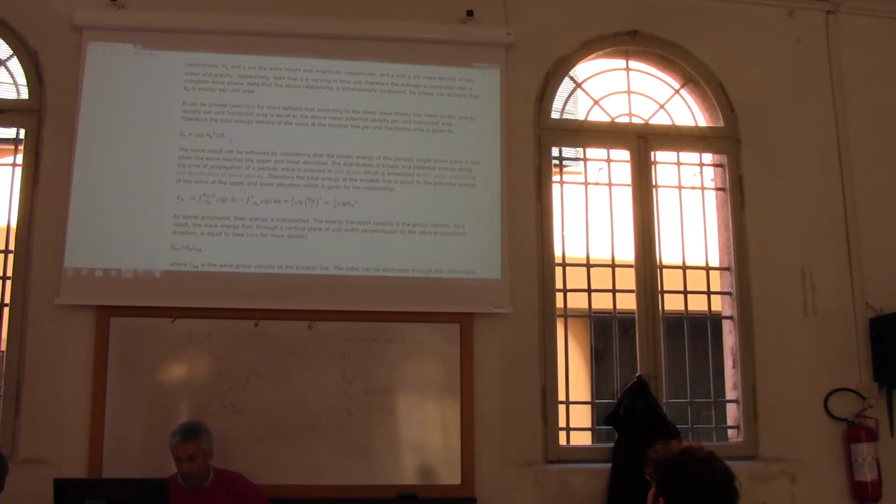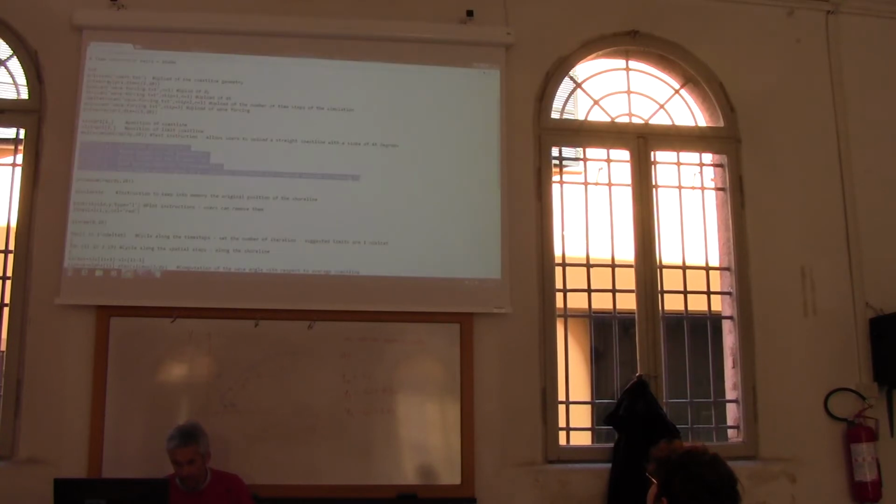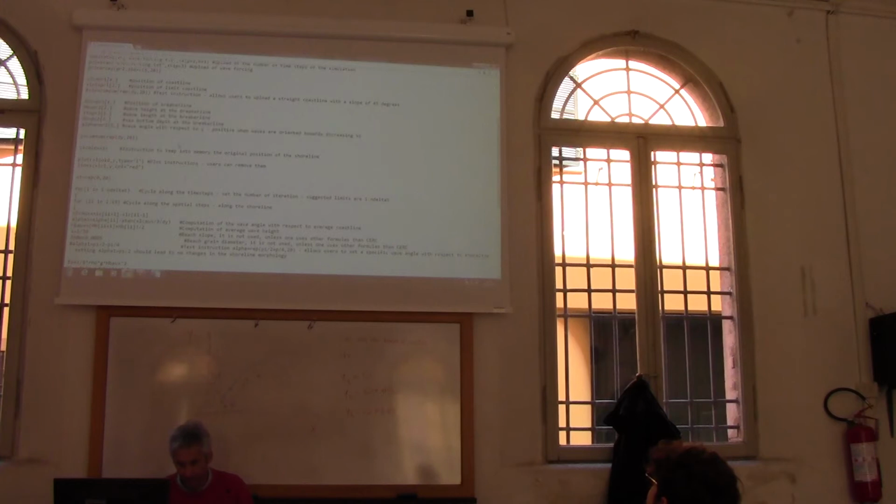This one, EB. Okay. Let's go here. Given that XLC is evolving, the position of the shoreline is evolving at each time step, I want to create a copy in order to keep into memory the original position of the shoreline. Okay, let's do it.